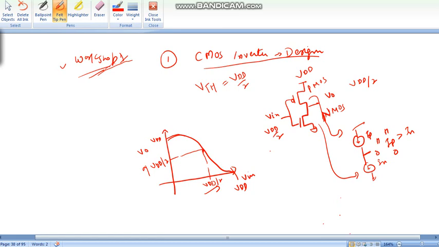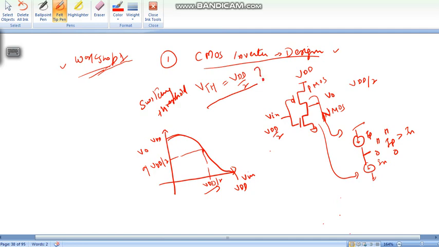Hello friends, today we are going to discuss our first workshop, which is CMOS inverter design. A CMOS inverter consists of one PMOS and one NMOS transistor, and we would like to design a CMOS inverter with switching threshold VDD by 2. What does this mean?